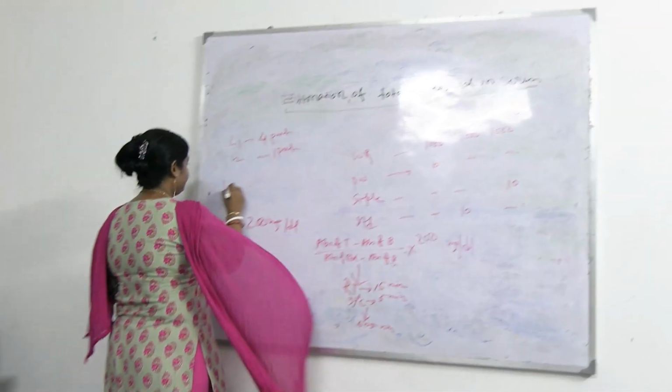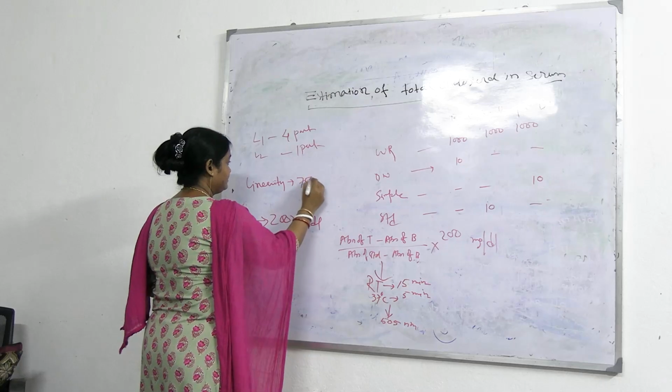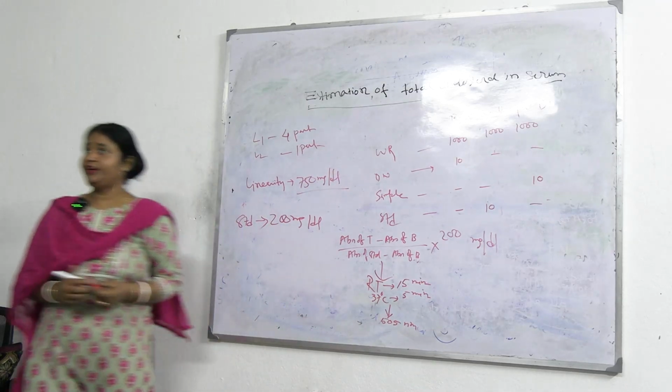Linearity is up to 750 milligram per dl, we can measure up to 750 milligram per dl with the help of this method. So the kit can measure up to 750 milligram per dl very properly. After that, the result will not be told that it is correct.